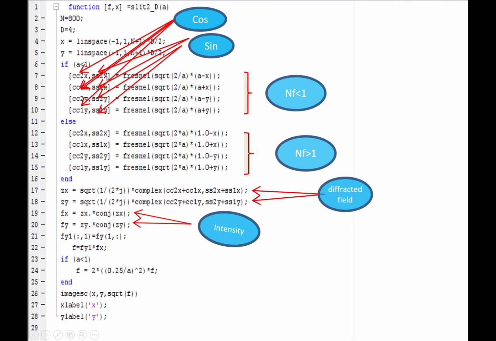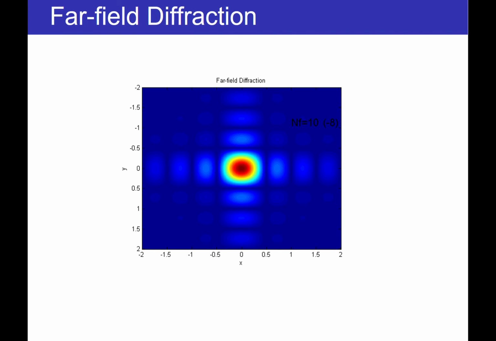Okay, and then we have this value for Fresnel number less than 1, we get this one. If the Fresnel number is larger than 1, we have this one. And then we get the diffractive field as a function of x and y, and then we get the intensity. Okay, and then we can get the plot for this one.